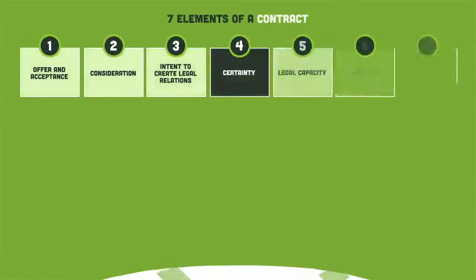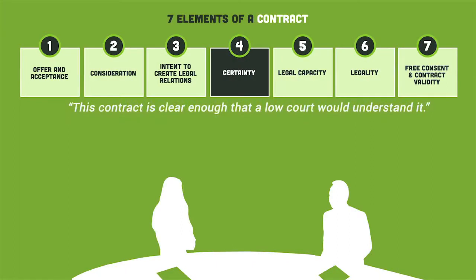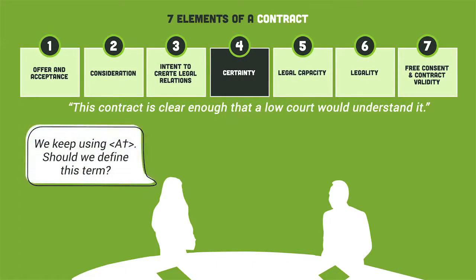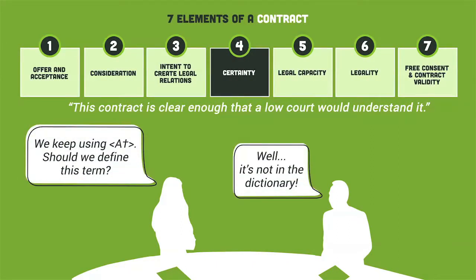You also need certainty. A contract is legally binding only if its terms are sufficiently defined to enable a court of law to understand the parties' obligations. So, if you're using uncommon terms, define these at the start of the contract to make it clear and comprehensible.